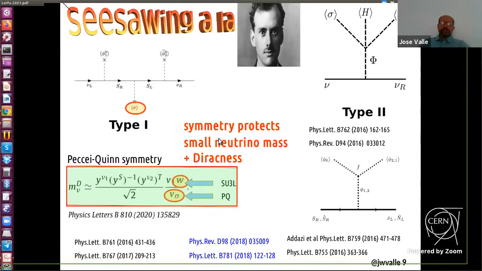The symmetry protection is the key thing. But here the symmetry protection should be a double one. First, you should protect the smallness of the mass. Then you should protect the Diracness of the mediator. In this case, this is a recent model in PLB, where the mediator of small Dirac neutrino mass lies at the Peccei-Quinn scale.